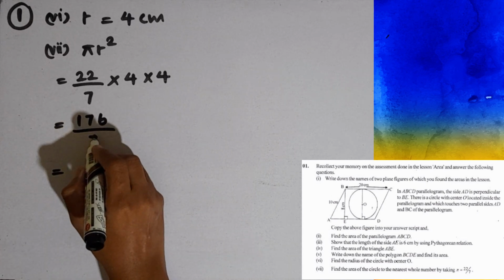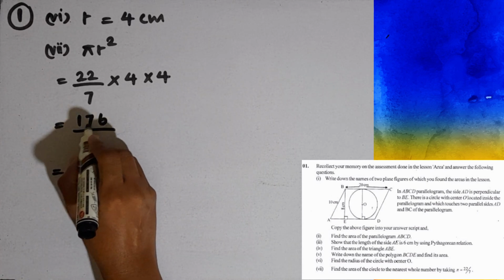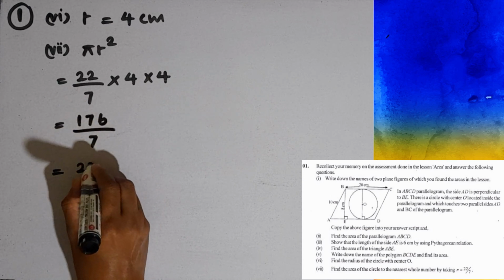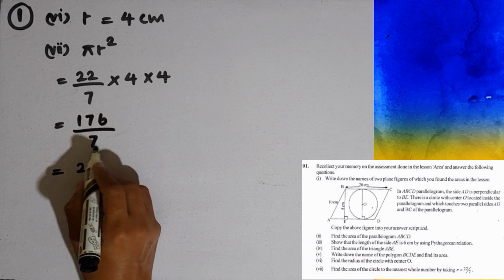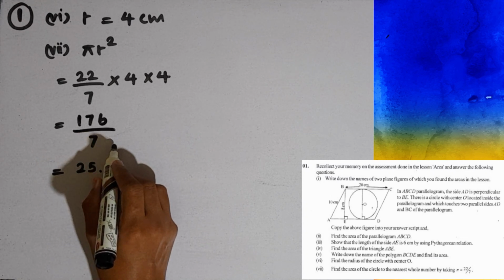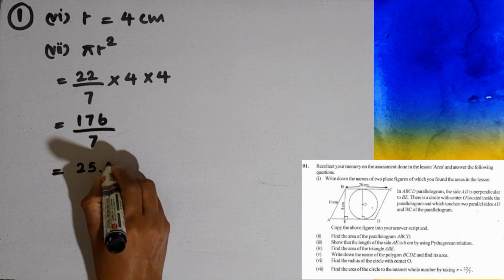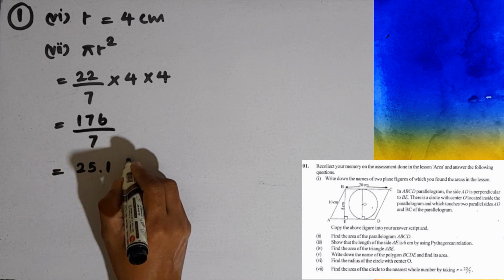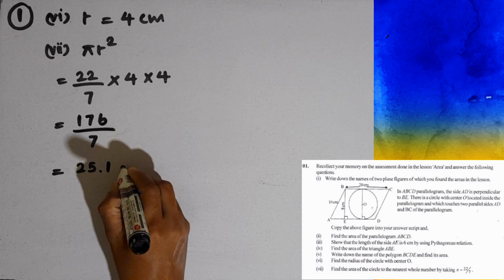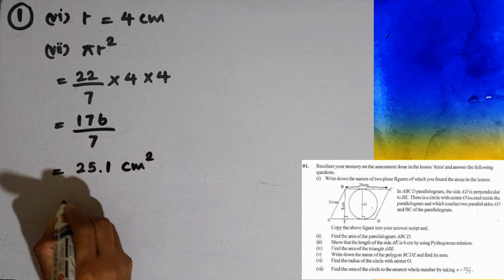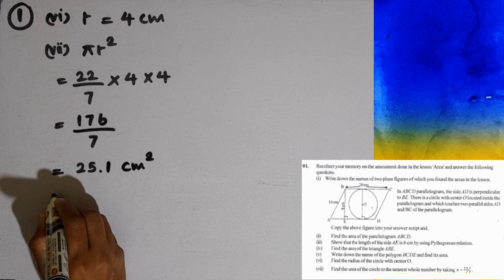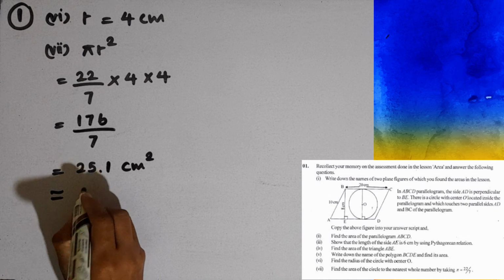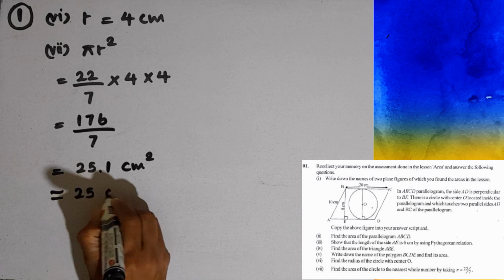7 times 5 is 35. 1 is remaining. For 10, 7 times 1 is 7. 3 is remaining. We'll take this one. This is in square centimeters. So we can take the approximate value to the nearest whole number, 50 square centimeters.